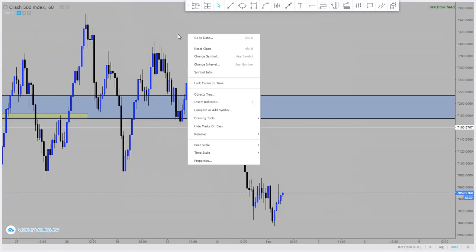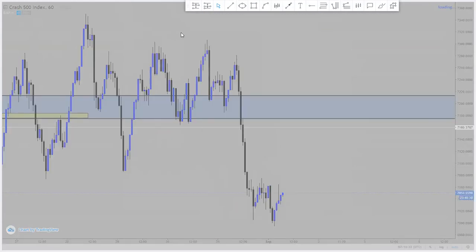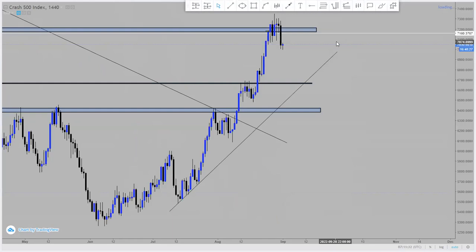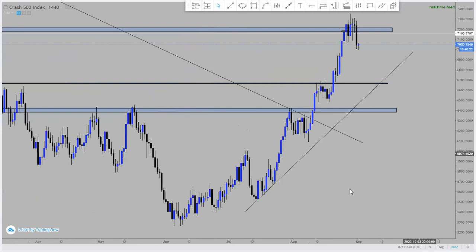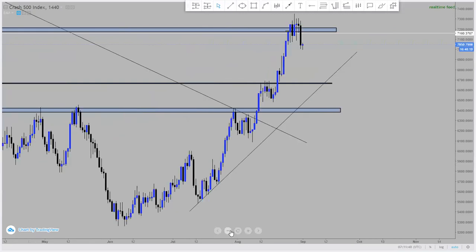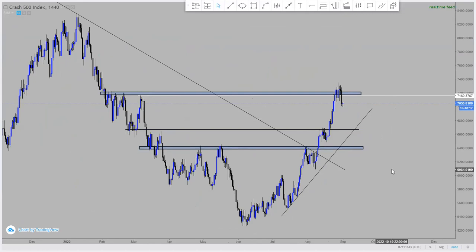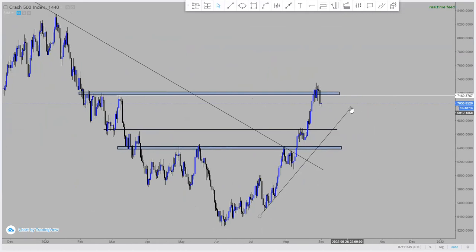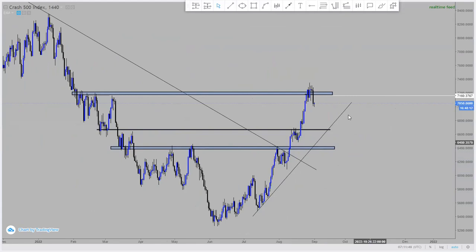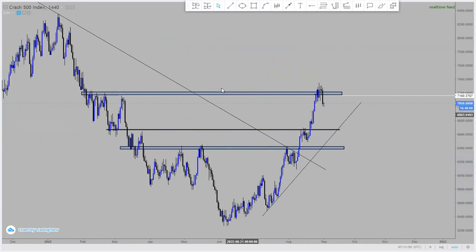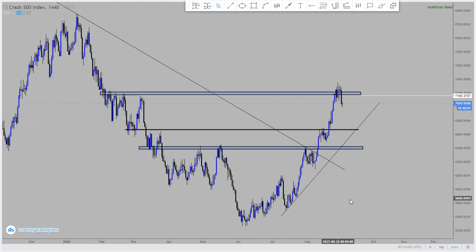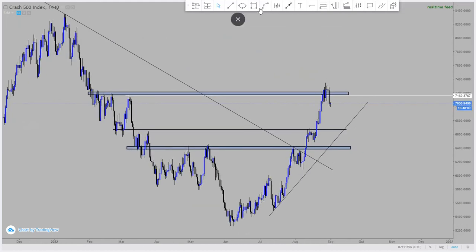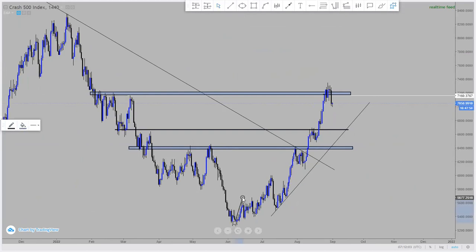Crash 500. Okay, let's look at it from the daily. So we always start from the highest time frame. Whenever you're doing your analysis, you always start from the highest time frame. So Crash 500, I had an analysis already, which I was looking at for the past week or so. If you watched some of the videos, you'll see that Crash 500 has been bullish for these past days.